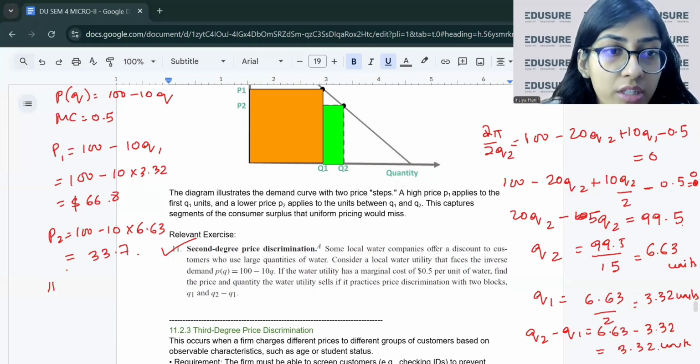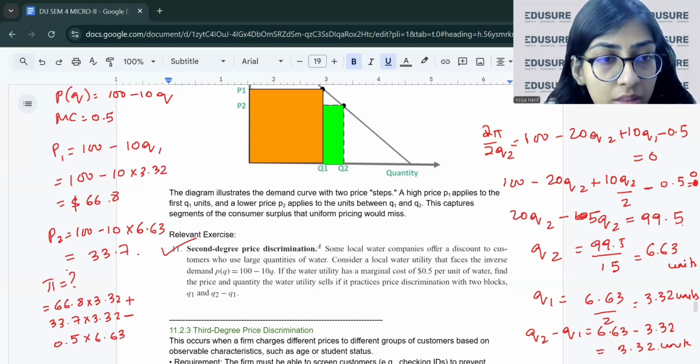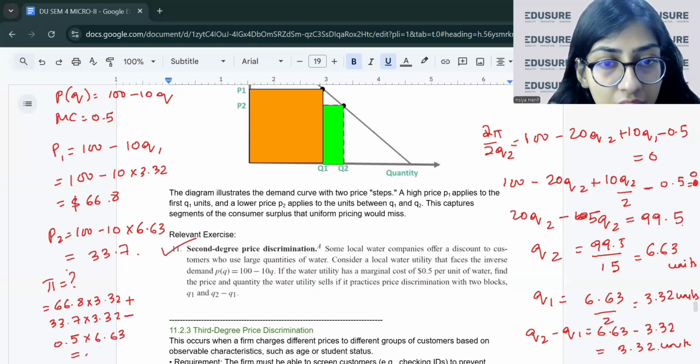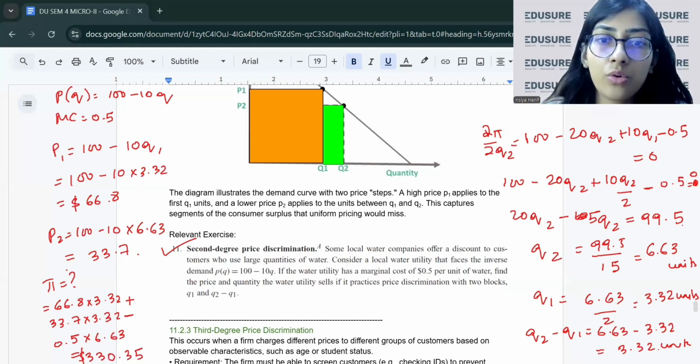Okay, so total profit क्या होगा? Total profit, if you just put in the values, you get 66.8 into 3.32 plus 33.7 into 3.32 minus 0.5 into 6.63. This is roughly equal to $330.35. Okay, तो second block pricing equations ऐसे solve होता है.